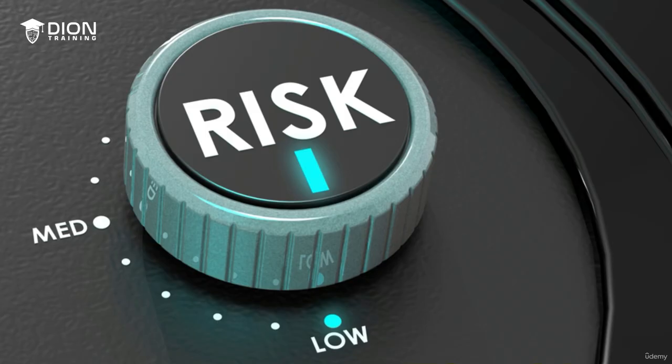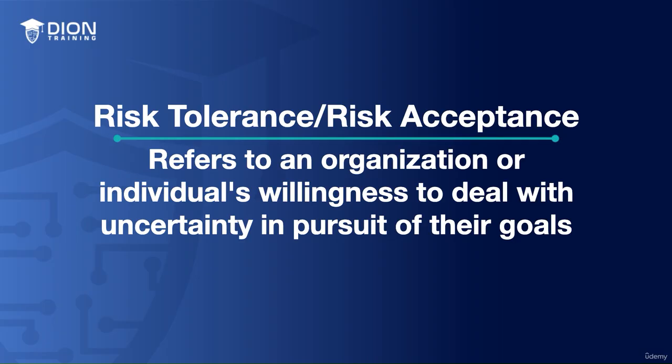Now, I mentioned that one of the things contained in a risk register is the risk level or threshold. But before we can determine the level of risk to record it as high, medium, or low, it's crucial to identify the tolerance level and risk appetite of your organization. The risk tolerance or risk acceptance is the degree of uncertainty an organization or individual is willing to handle while achieving their objectives. It is the maximum amount of risk that they are prepared to accept.